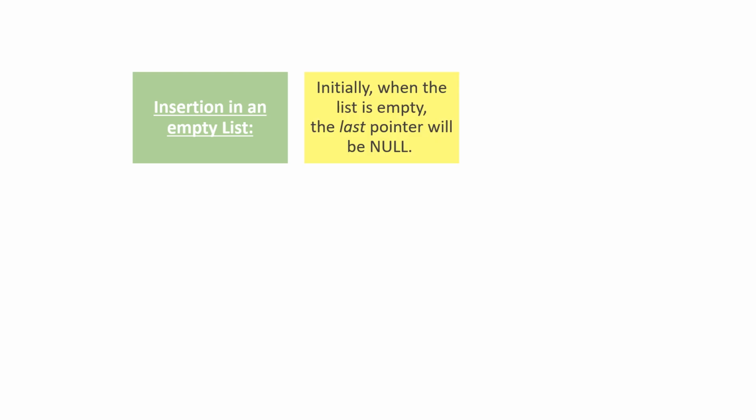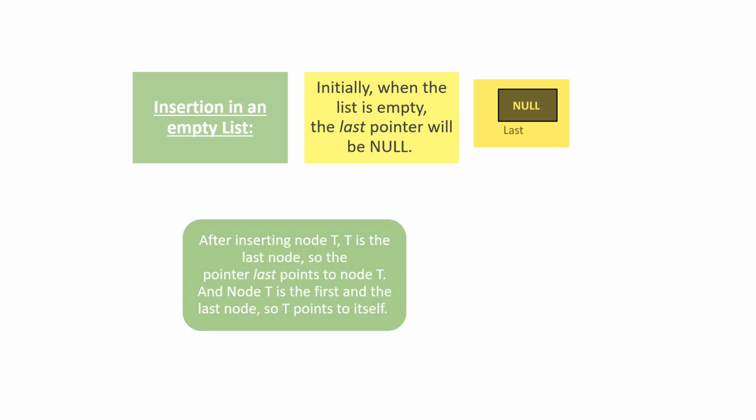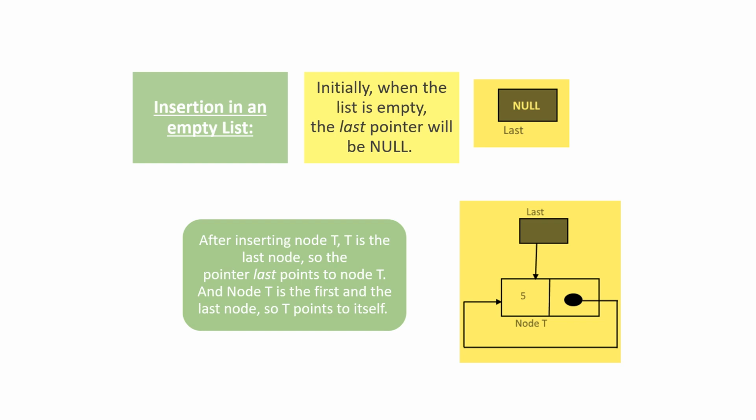And then we move to the insertion in an empty list. Initially, when the list is empty, the last pointer will be null. And after inserting, node T is the last node. The point is that we are inserting in an empty list. So if we insert a node T, then T is the last node, so the pointer last points to the node T.